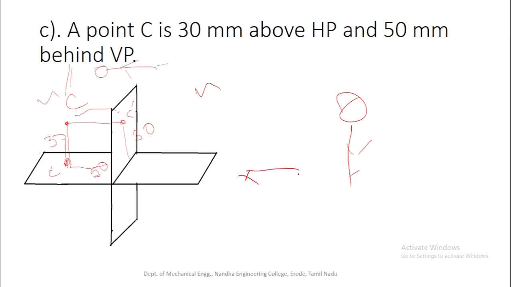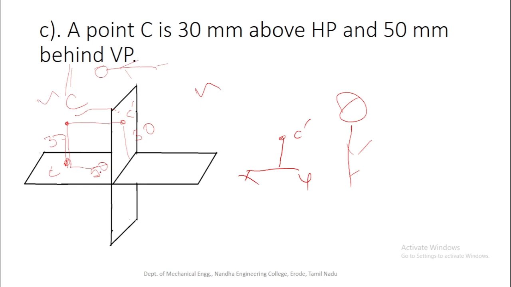So this is XY, and the front view is projected 30 mm above XY. This is the front view, denoted by c dash. After we project the top view, we have to rotate the horizontal plane 90 degrees in the clockwise direction. So the horizontal plane will move above the XY reference axis. The front view is already there, so the top view will be overlapped with the front view.